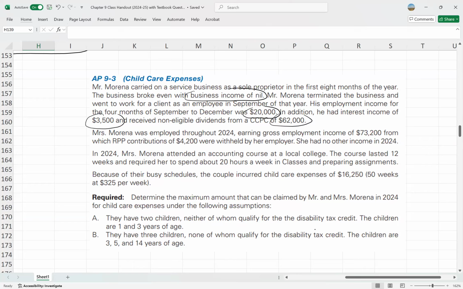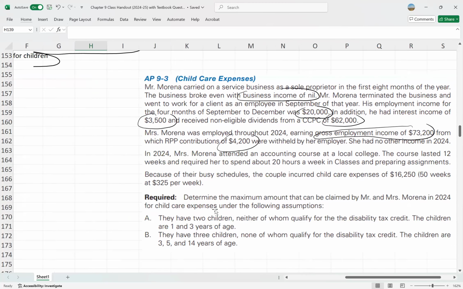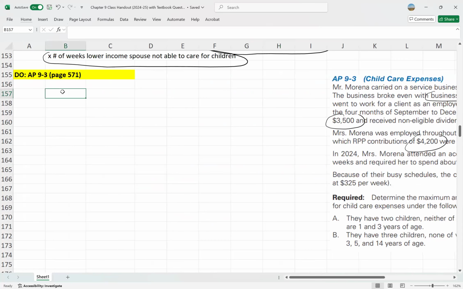Mrs. Morena worked throughout 2024. This was her gross employment income. She also made some RPP contributions, and that was all she had. So let's just sort of stop there. The first thing we need to do then is figure out which is the lower income spouse based on net income for tax purposes. So let's look at Mr. Morena over here, and then we'll do Mrs. Morena over here.